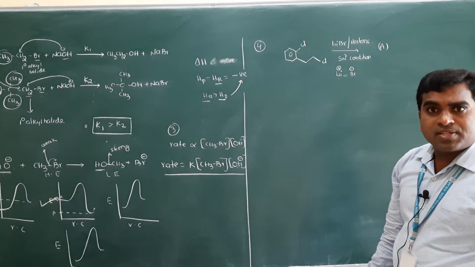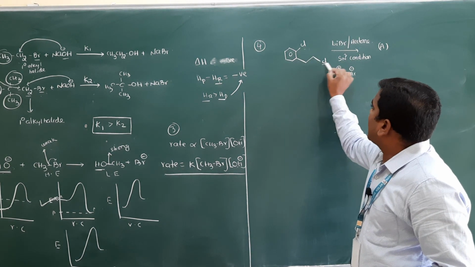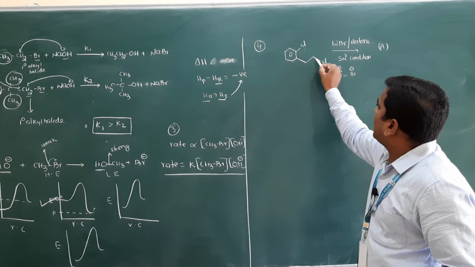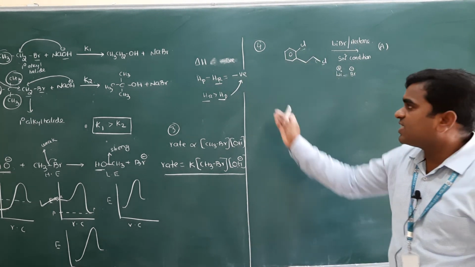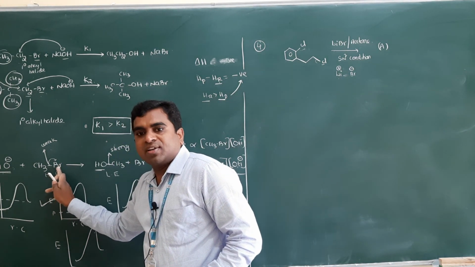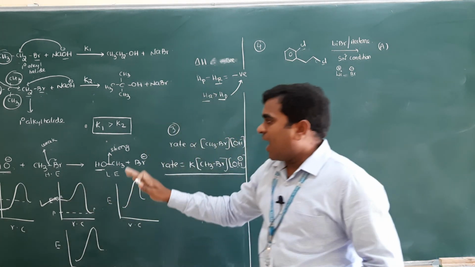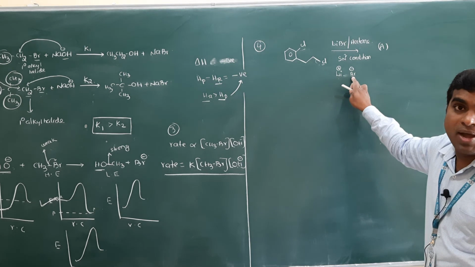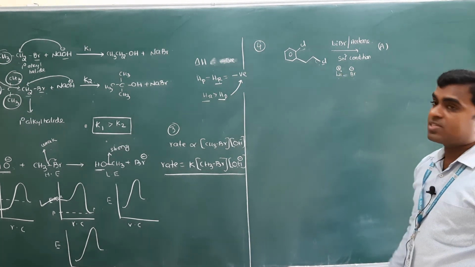Now nucleophile means, you know that here chlorine is there and here also chlorine is there. The nucleophile replaces the chlorine atoms here. The bromine is substituted by the nucleophile. Here also chlorine will be substituted by nucleophile. Which chlorine will be substituted?